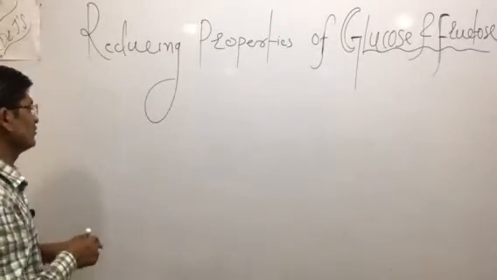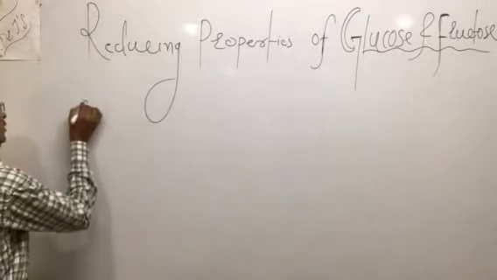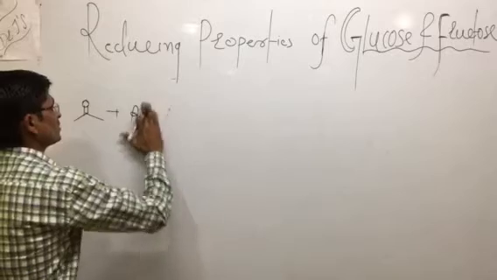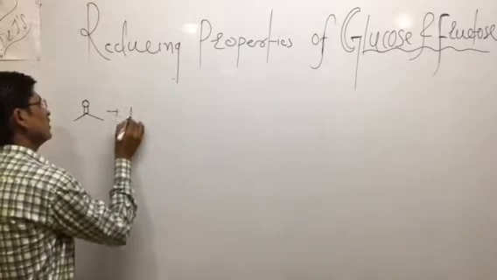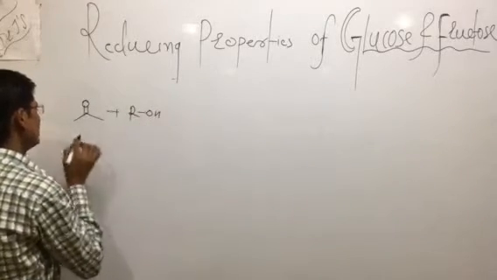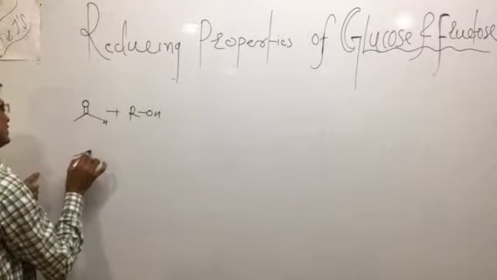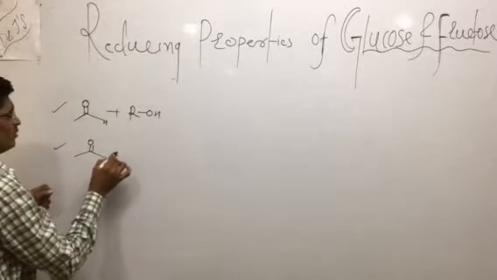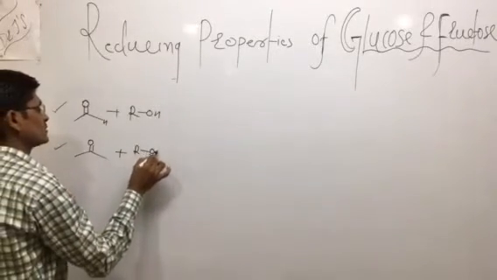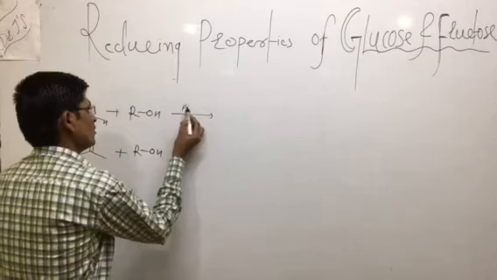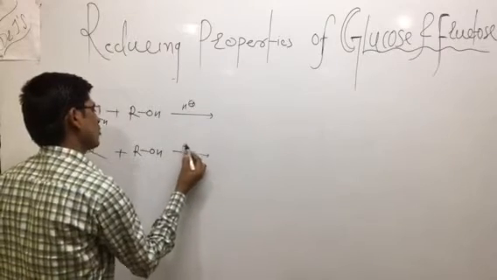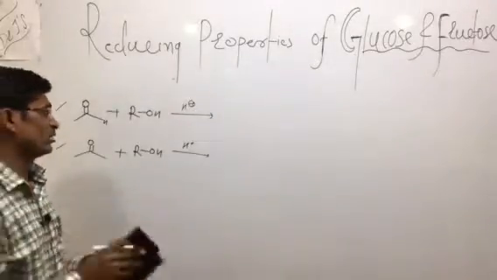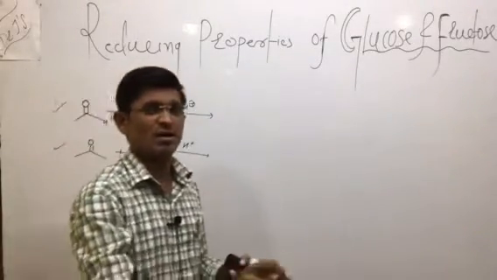The first thing is that if we have a carbonyl compound, it is reacted with what? Alcohol. Suppose this is the carbonyl compound, and it is reacted with the alcohol. Here the aldehyde is there and this is the ketone. This is nothing but aldehyde and this is nothing but ketone, and they react with the alcohol in the presence of what? Acidic condition. So we are going to discuss the reducing and non-reducing properties of glucose and fructose molecules. Before that, we should know the basics of this reducing.